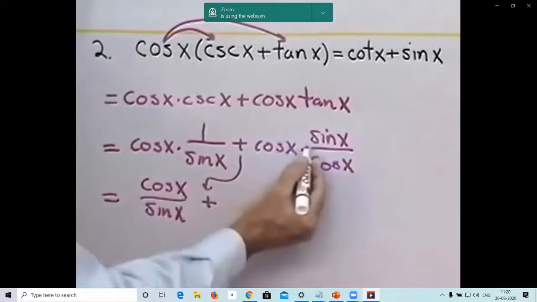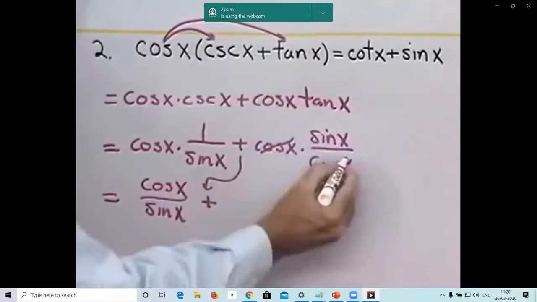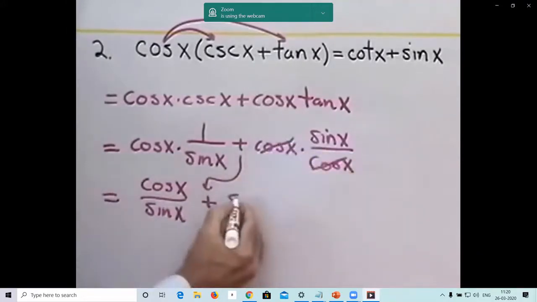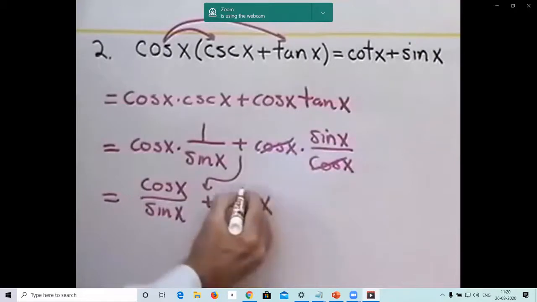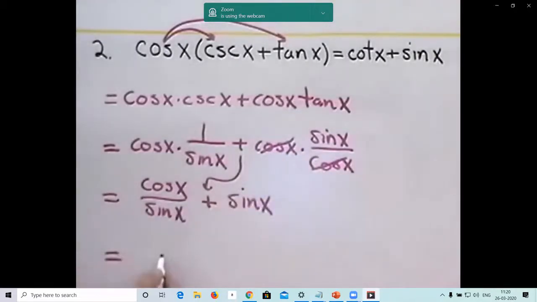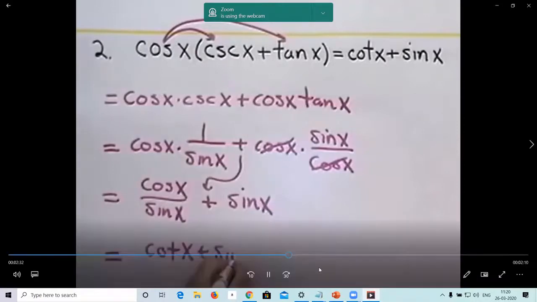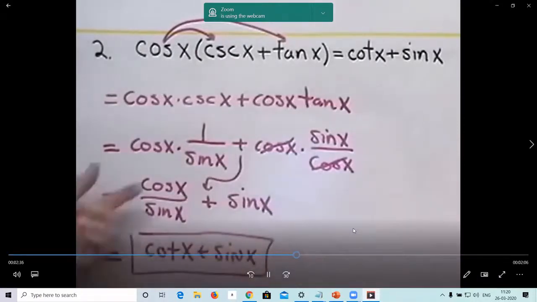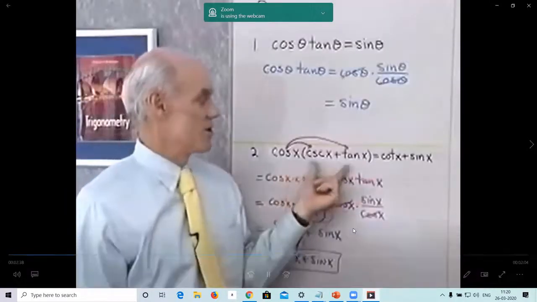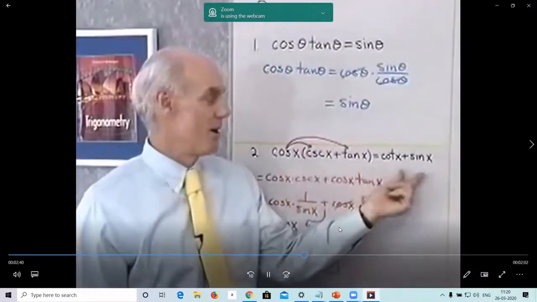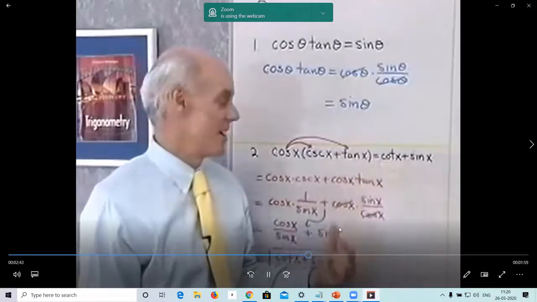Here, cosine x times sine over cosine. I'll divide out that common factor of cosine and have left sine x. And so I see I've succeeded in getting what I want here. Cosine x over sine x using my ratio identity. That's cotangent x plus sine x. So that is my RHS. Changing the left side of this expression of this identity into the right side. So I've essentially proved this identity.